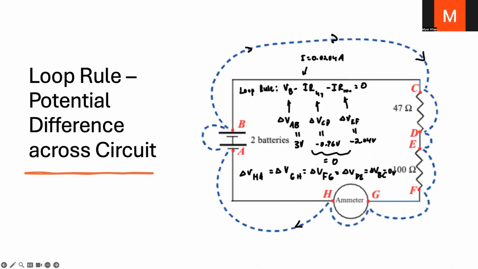Here we apply our loop rule for our circuit components, using our previously calculated current for the loop right here. Things that contribute to the potential difference include the resistors and batteries, as we see. Once again applying Ohm's law, we are able to calculate each potential difference throughout the circuit: plus 3 volts from the batteries, negative 0.96 from the 46 ohm resistor, and negative 2.04 from the 100 ohm resistor.